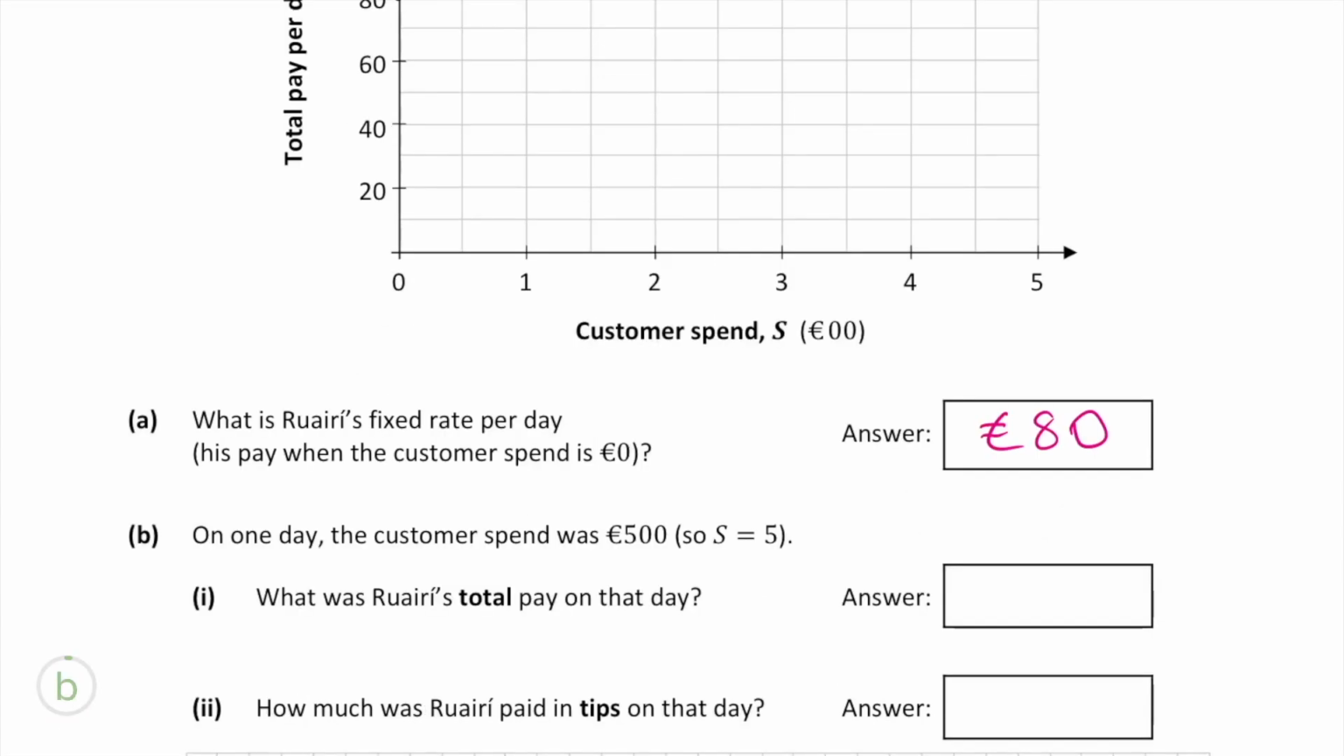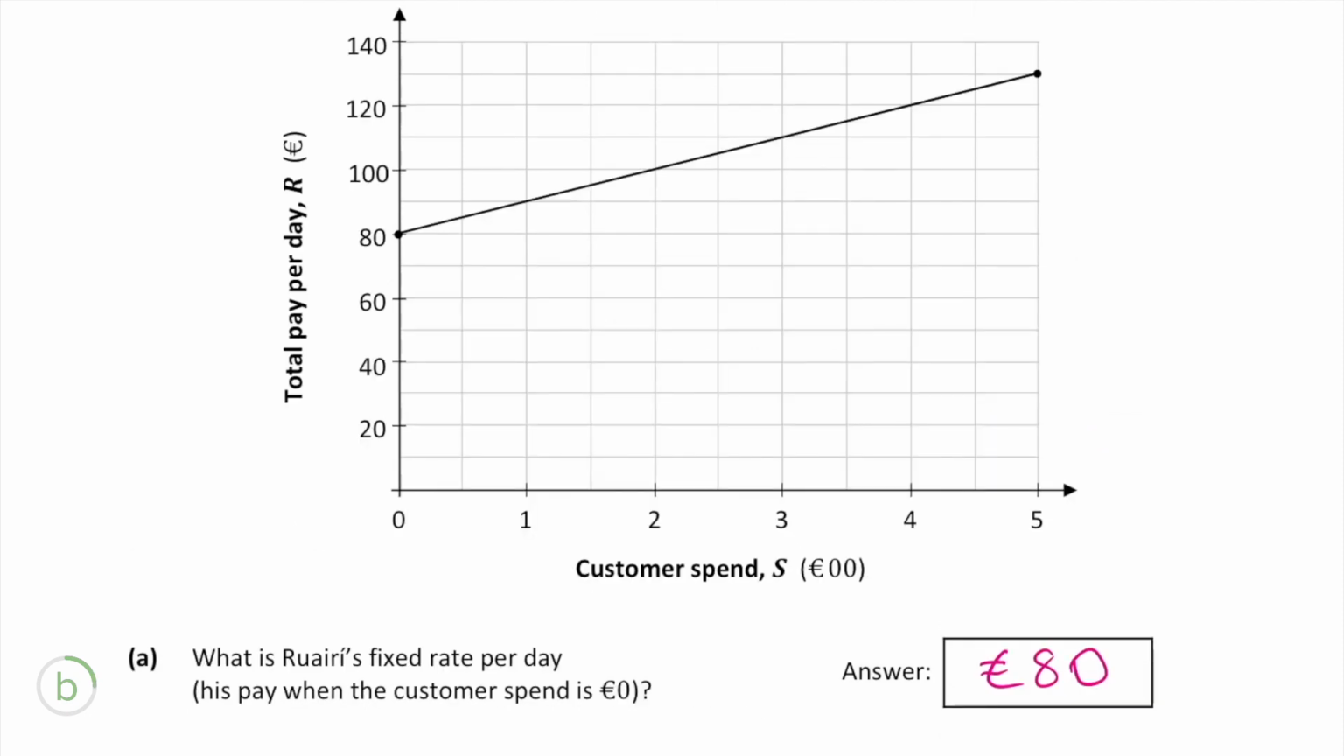Moving on to part B, we're told that one day the customer spend was 500 euro, so S is equal to 5 on the x-axis, and we're asked what Rory's total pay on that day was. So we can find this by looking at our graph and drawing a line up from 5 on the x-axis until we hit the graph. Then we draw a horizontal line until we hit the y-axis, and we read off that his total pay per day in this case would be 130 euro.